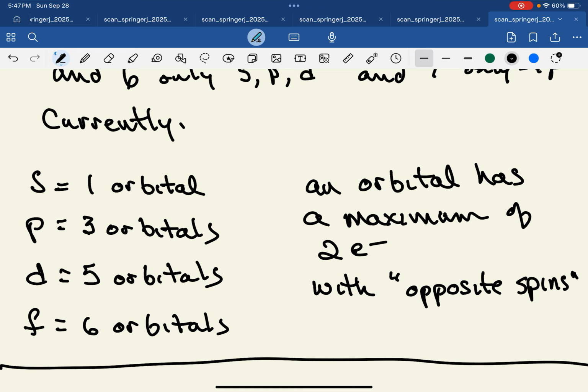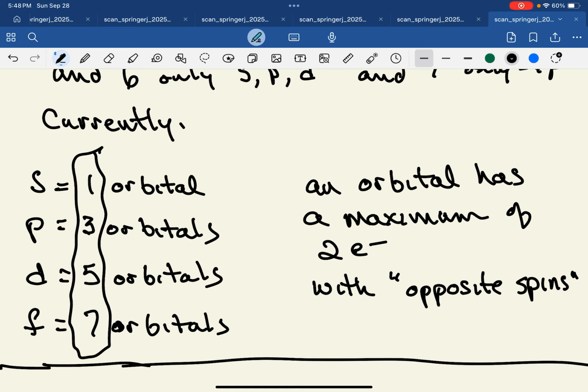S sublevels, one orbital. Orbital is where you're going to find electrons. It's a solution to a mathematical equation. An orbital has a maximum of 2 electrons with opposite spins. So S has 1 orbital, P is 3, D is 5, F is 6. 6? That's not right. 7. Just remember 1, 3, 5, 7, and you got it. It's like 2, 4, 6, 8, only less.